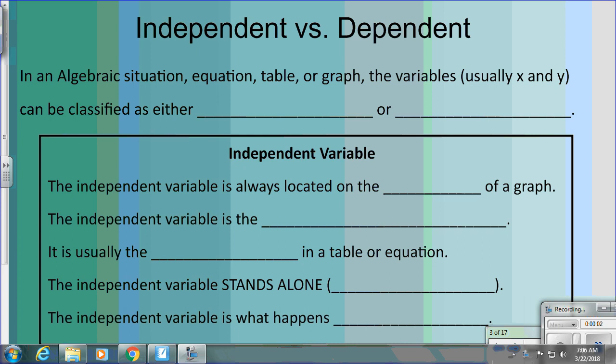Today we're going to learn about independent versus dependent. In an algebraic situation, equation, table, or graph, the variables, usually x and y, can be classified as either independent or dependent.